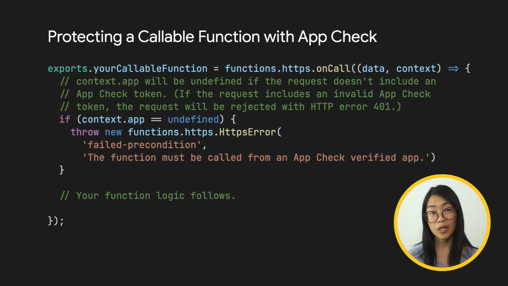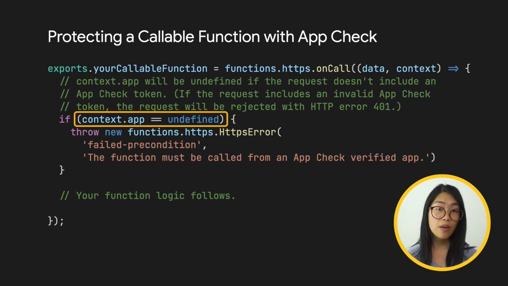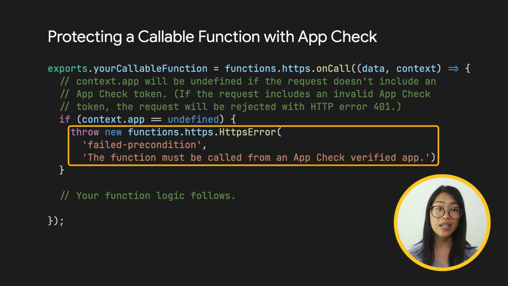If a request sent from your client is verified by AppCheck, there will be an additional field in the context object of the call. To check if the request is verified, you can check for the presence of context.app. If this is undefined, the request is not verified, and you should return an error.